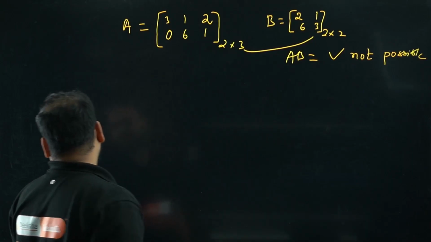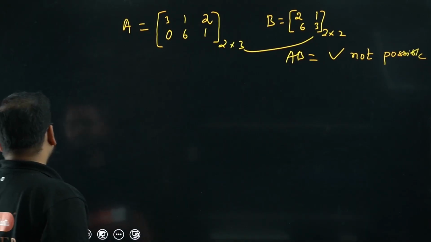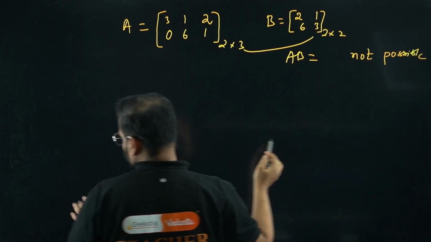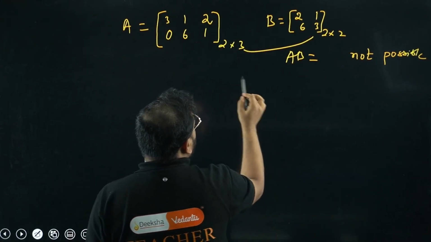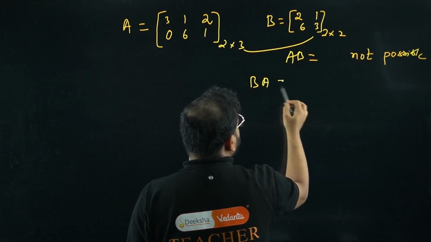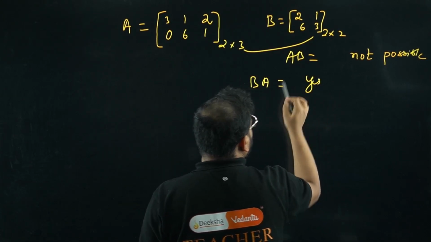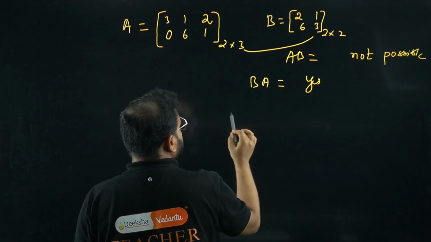Okay, if you can't multiply AB, then what can we multiply? We can multiply BA. You check. Can you multiply BA? If I write BA, is BA possible? Yes. Check this out. For BA, write B first. What do you have?